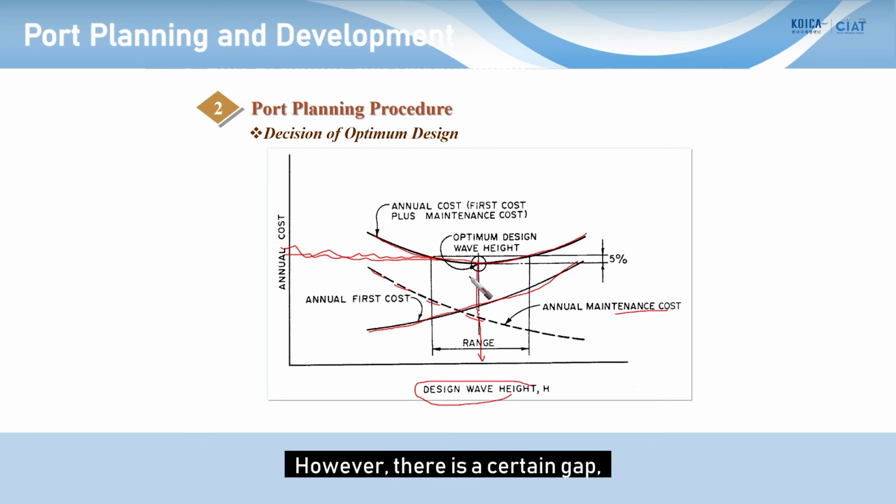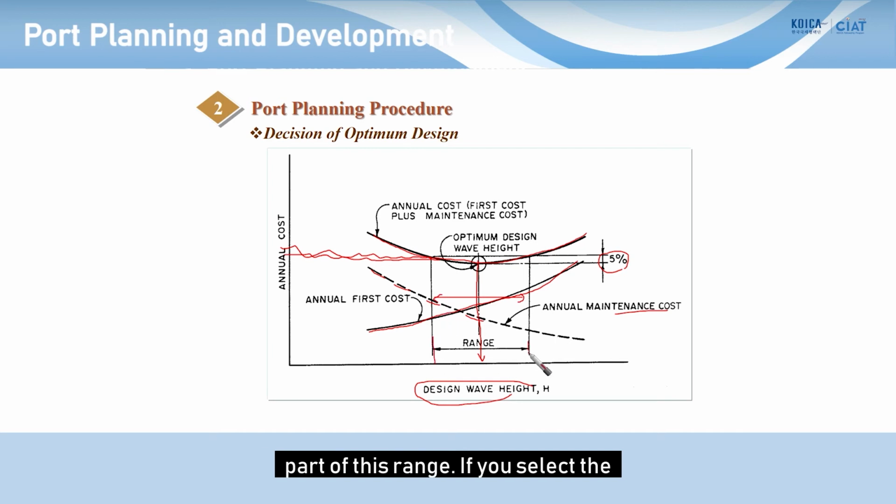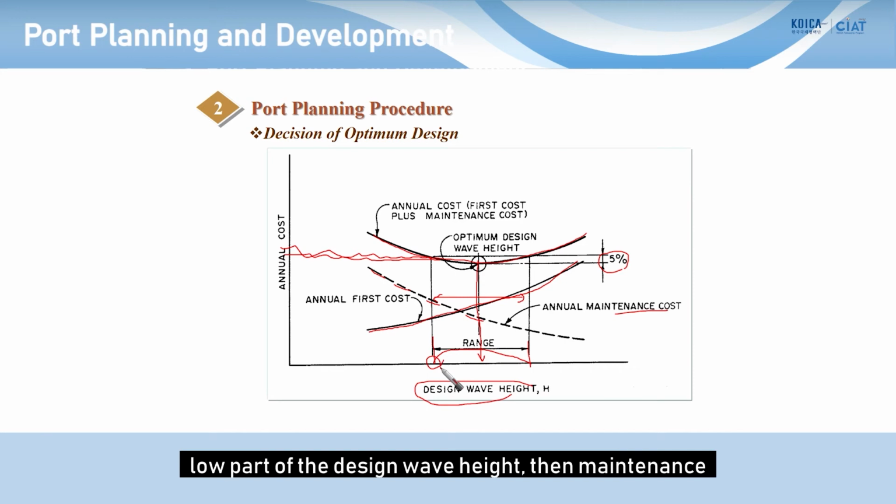However, there is a certain gap or allowance, about 5% in terms of the annual total cost. Then you have a chance to select the design wave height within this range. If you select the lower part of the design wave height, then the maintenance cost will be higher than at the design wave height here.